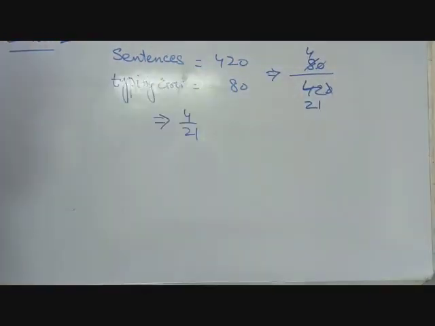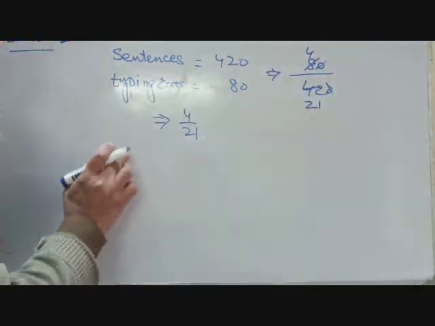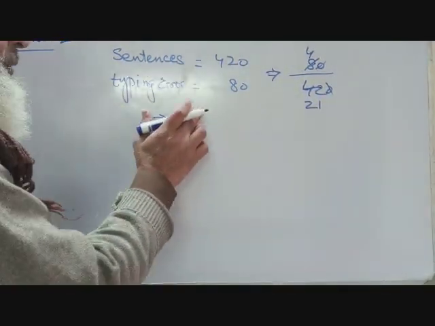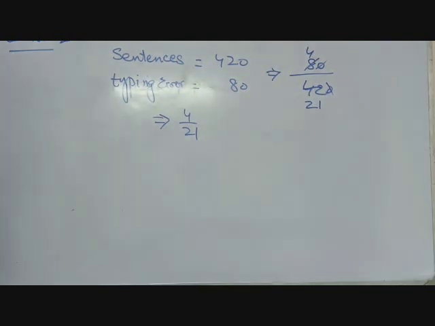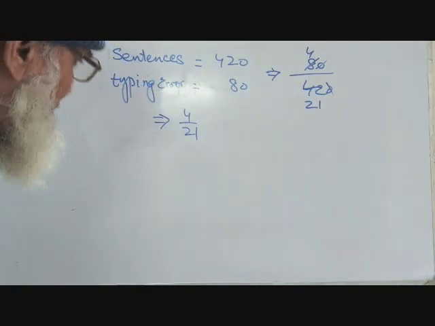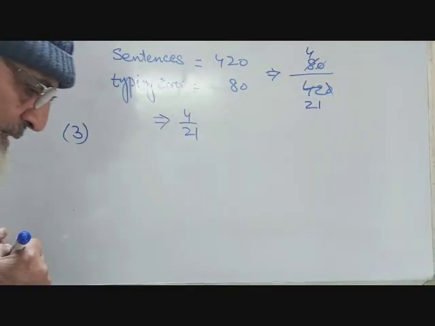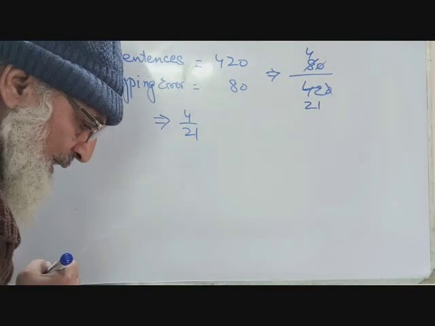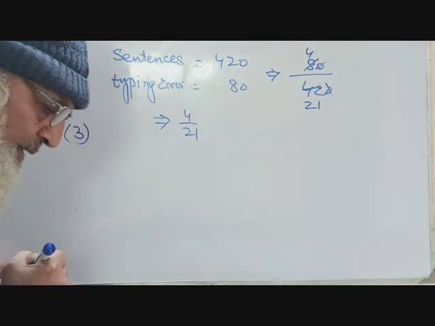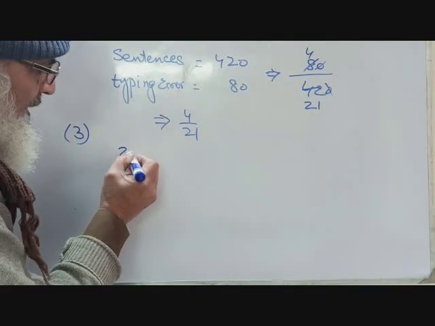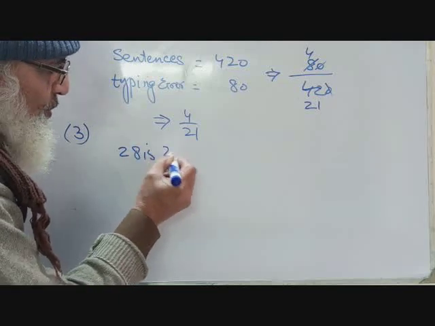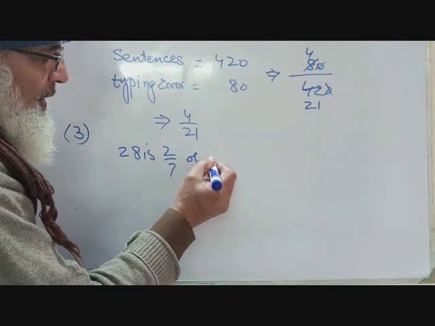The raw form being 80 upon 420, but the simplest form of the typing errors is 4 out of 21. That means for every 21 sentences, there are 4 typing errors. Now question number 3. Question number 3 says, 28 is 2 by 7 of which number?